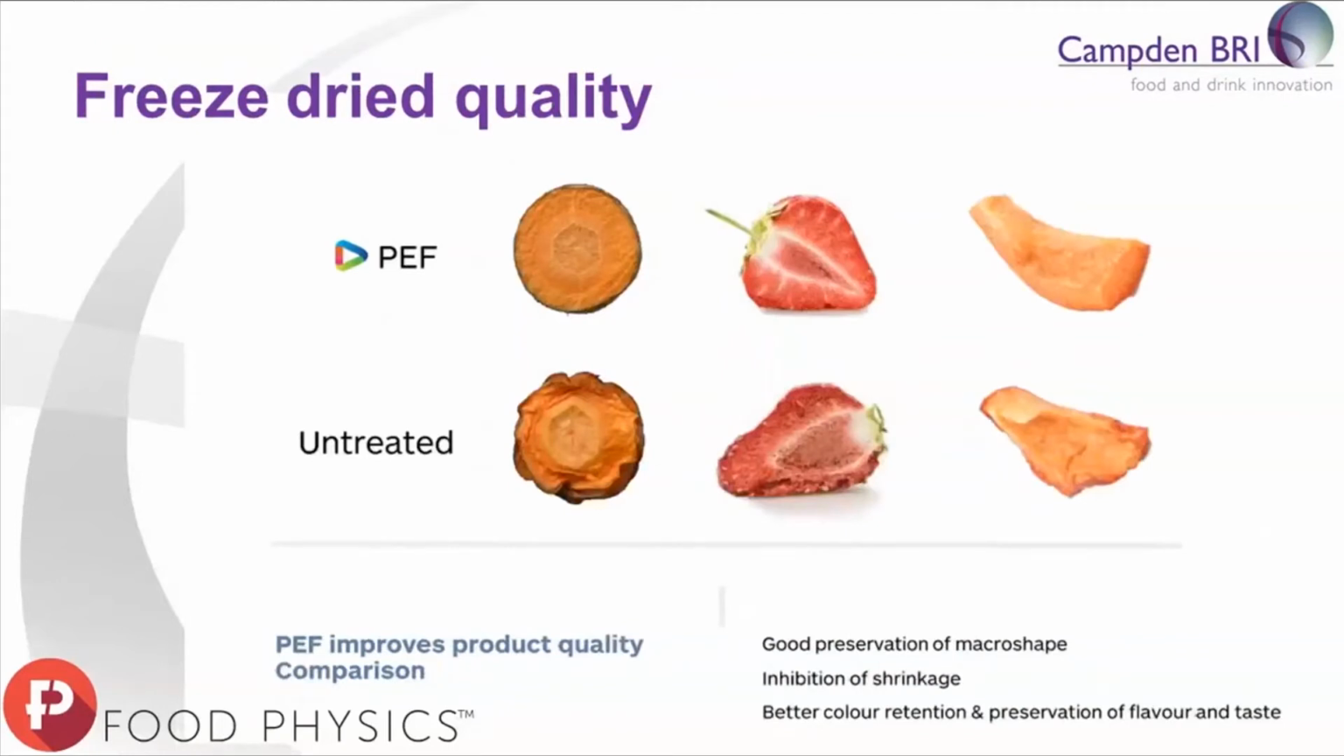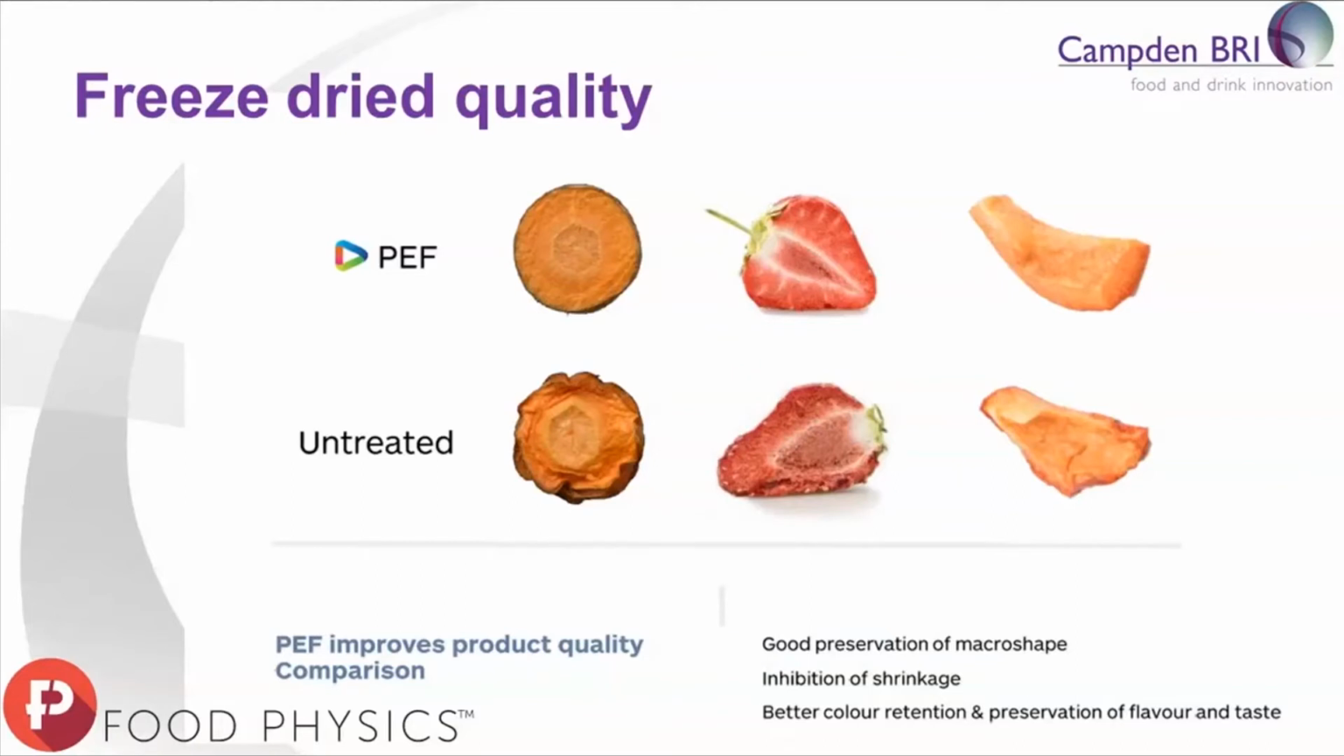So here are some examples of freeze-dried products, just so you can get a feel for how pulse electric field can start to perform. And you can see that the structure looks much more like a fresh product. That's primarily because it's opened up those pores more. It's not compromising the cell integrity as the product has been frozen down and dried off.